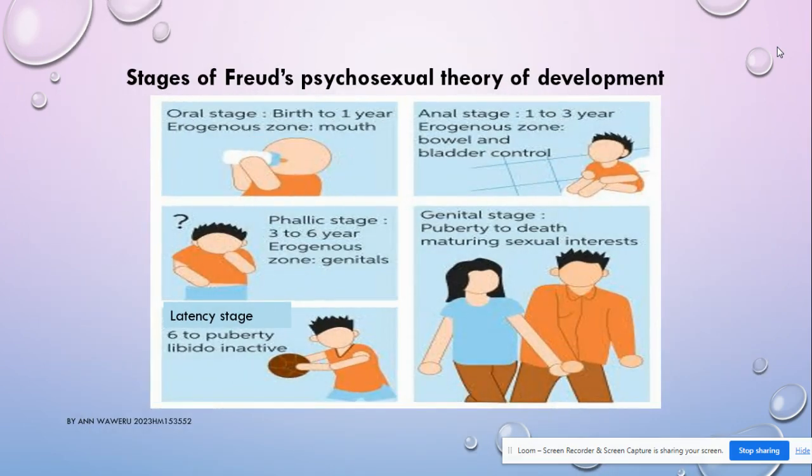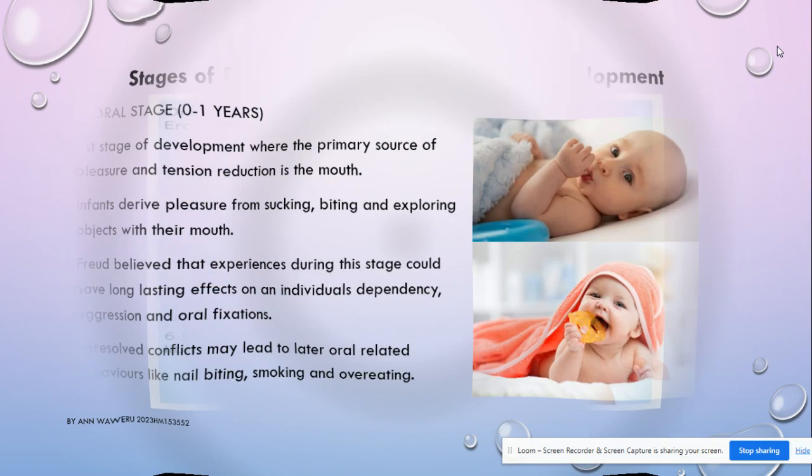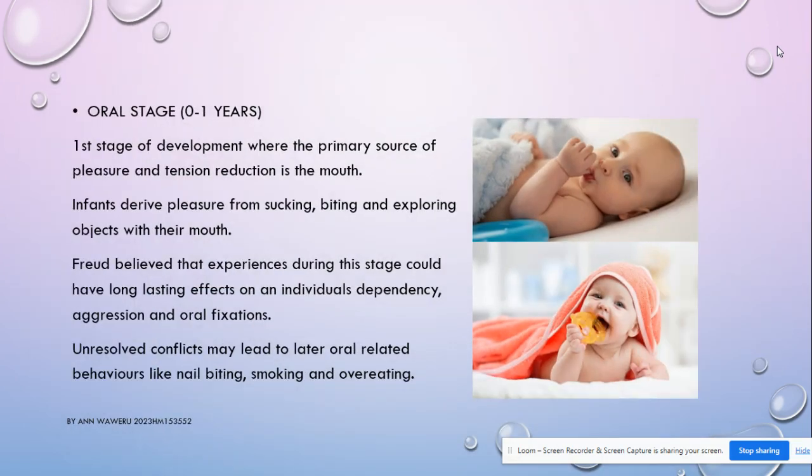Freud had 5 stages in his theory, and the first stage is the oral stage, which is usually from 0 to 1 year, meaning right from birth. Here, the source of pleasure and tension reduction is usually the mouth, and that's why anytime you give a child something or when they grasp something, the first place they take it to is the mouth. So they derive pleasure from sucking, biting, and exploring objects with their mouth.